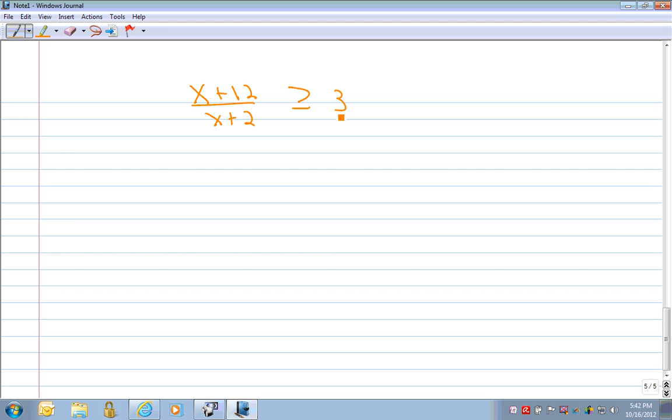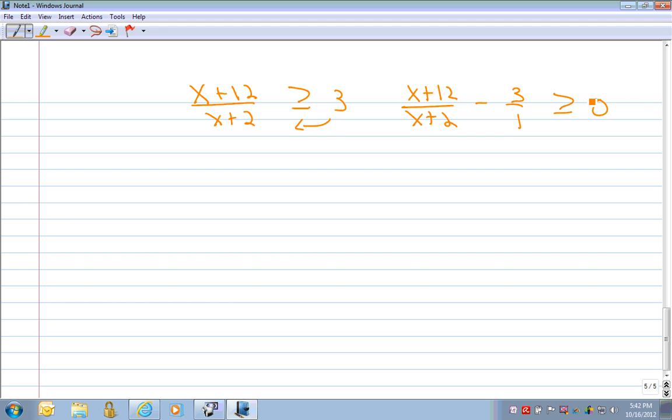All right, before we can use that whole theory, we do have to have it less than or greater than or equal to 0. So we are going to need to move the 3 over. When we do that, we get x plus 12 over x plus 2, and we're just going to say minus 3 over 1. And that would be greater than or equal to 0.